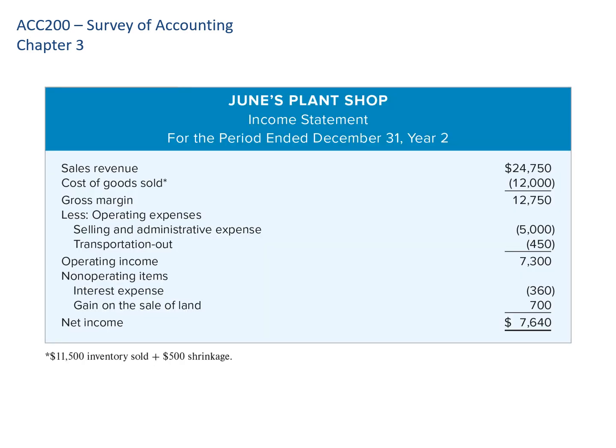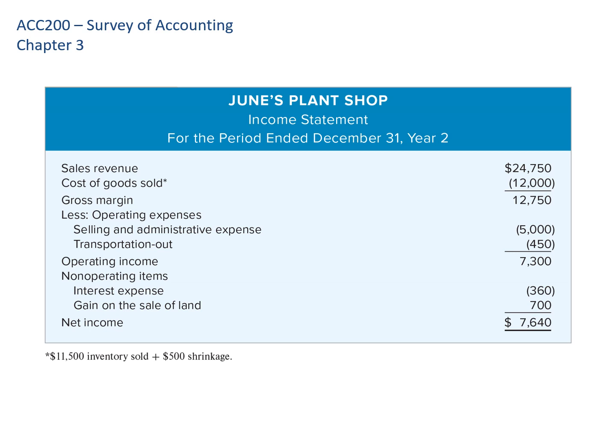So here's an example of that, June's plant shop. So she's got sales revenue, cost of goods sold, her gross margin or gross profit, those words are synonymous. She's got operating expenses, so selling and administrative, and then transportation out, the cost of giving goods to her customers. So she had operating income of $7,300. Now there were some non-operating items, things that aren't directly related to the core purpose of selling plants. In that case, she has interest expense and then she sold some land and had a gain on it.